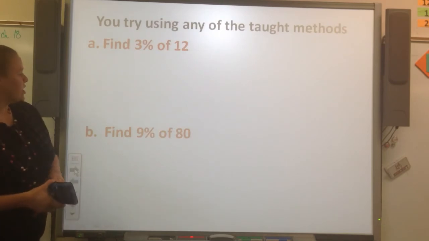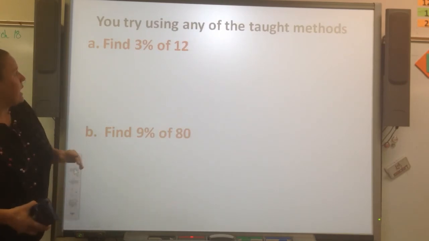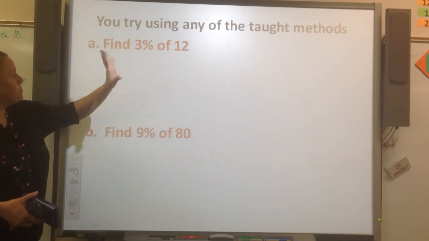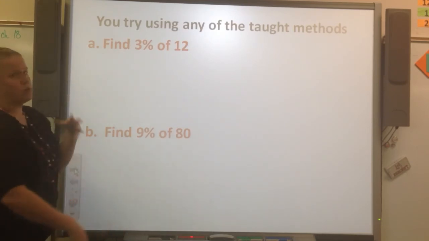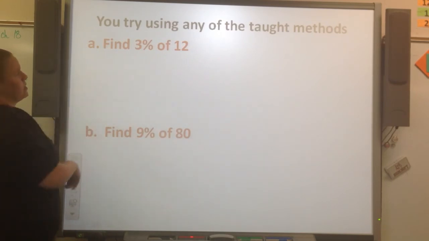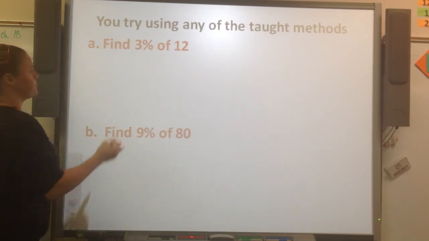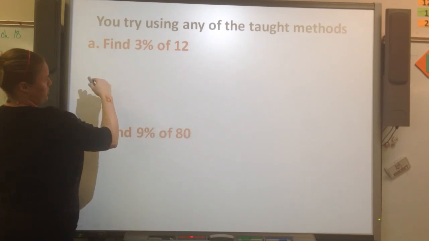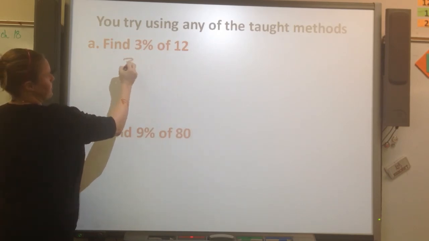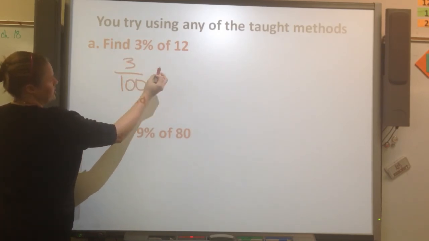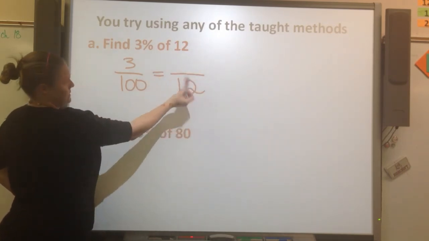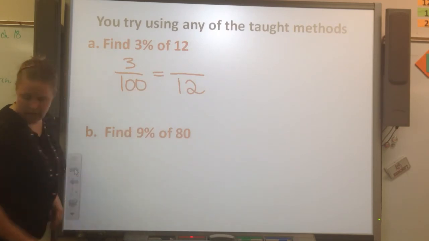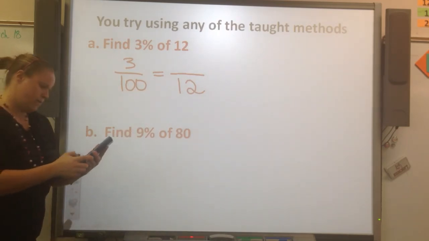All right, so now you've got a couple to try, and I'm going to solve them as well, we'll see how timing works. So if you want to pause right now so you can work on them yourself, then I'll get on and show you how to do them. So I'm going to work on the proportion way. So 3% over 100, and the 12 is the whole. So how did I get from 100 to 12?